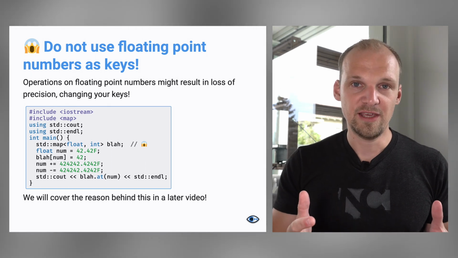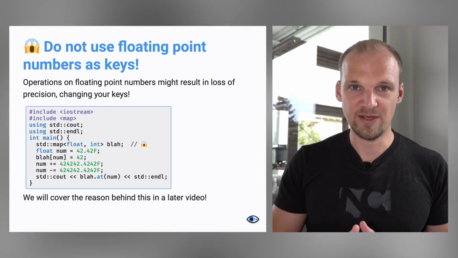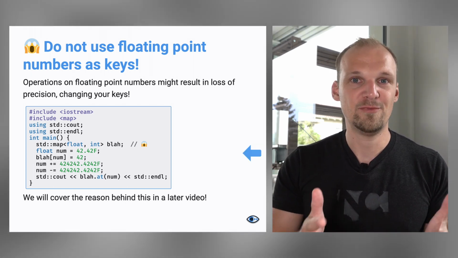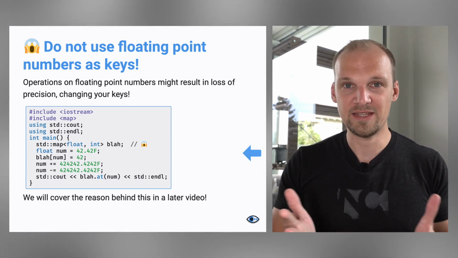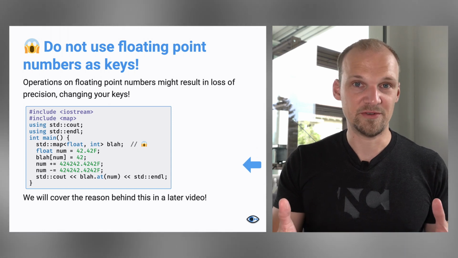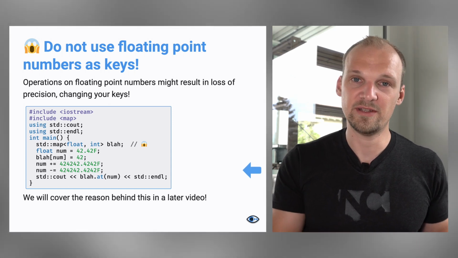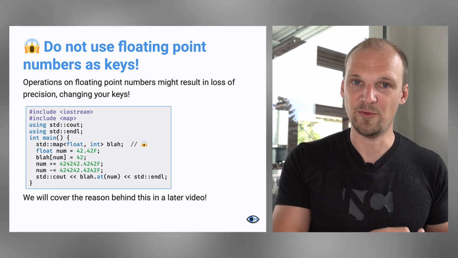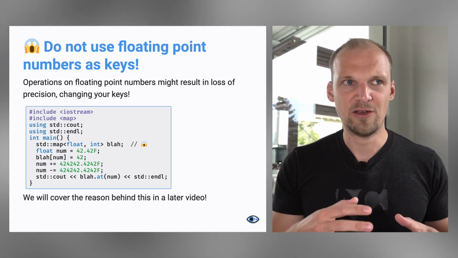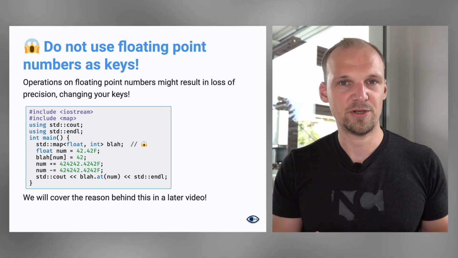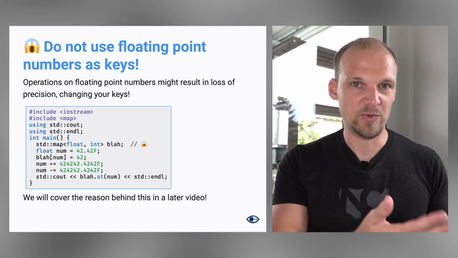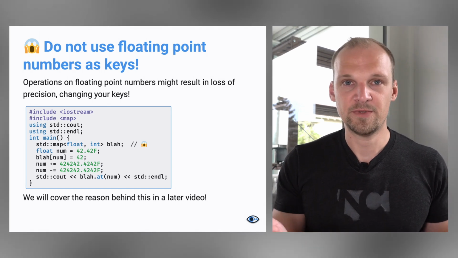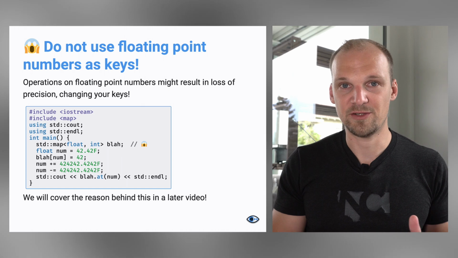That means that if we look at this example and I take a certain number, let's say 42.42, floating point number, and I add a big number to it, and then I just subtract the same big number from it, the value that I'm storing in my variable actually changes, which now can lead to this very weird situation where I expect something to be in my map, but it's not there. So if you run this example, you will run into an error.